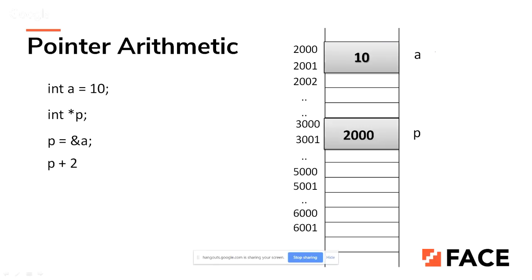So the value of p is 2000. If I give plus 2, will it become 2002? Is that so? Okay, it's not like 2002. I'll explain you now. So p plus 2 is nothing but pointer arithmetic.